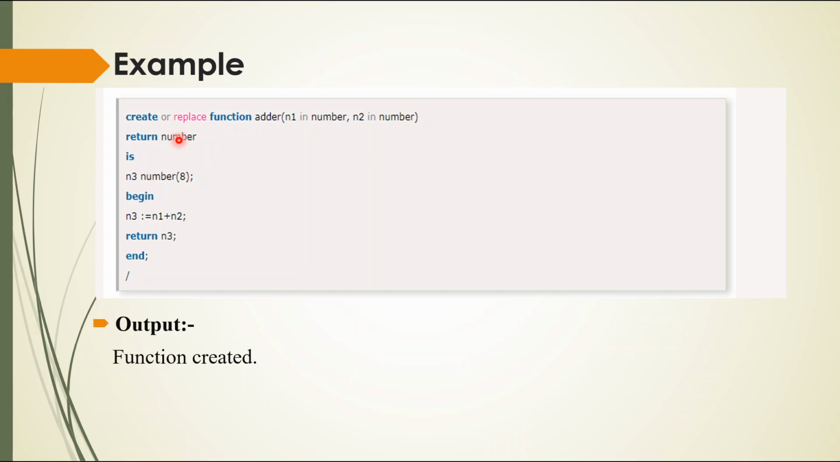Return: here I have to write the data type in which our function will return the value. This is the declaration section, in which I have to declare the variable names. So the third variable is n3, number 8. Now begin and end; in between I have to write the code, that is n3 is equal to n1 plus n2, and our output will be in n3. So return n3. The output of this function is the function created.